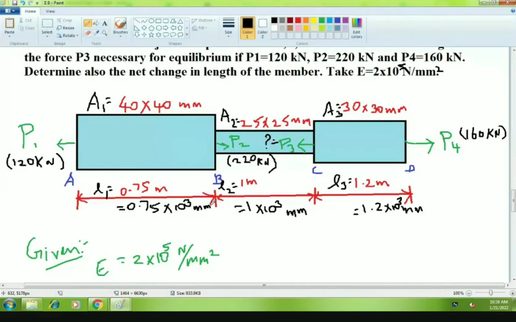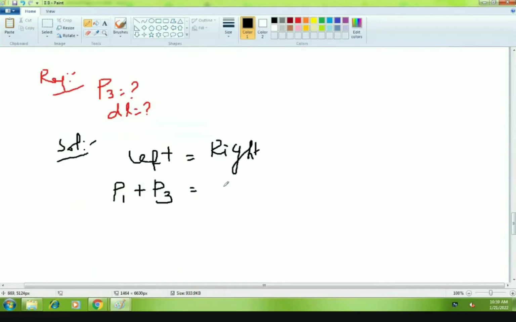P2, P4. That's the concept we have to use in the resolving time also, in engineering mechanics also. P1 how much? Quickly tell. 120 kilonewton. 120, okay. P3, we don't know that one, we can keep as it is because we want to find P3 only. P2? 220. P4? 160. Now tell what is P3?